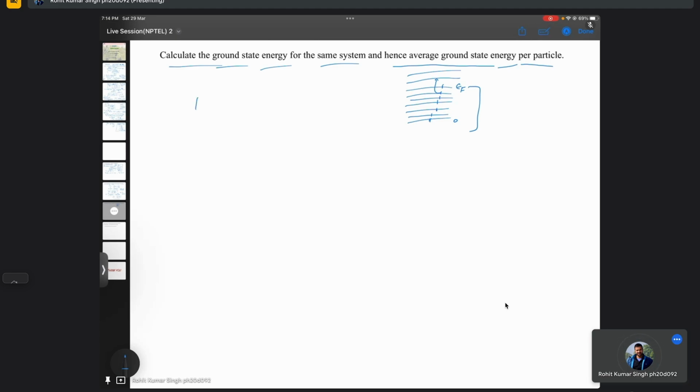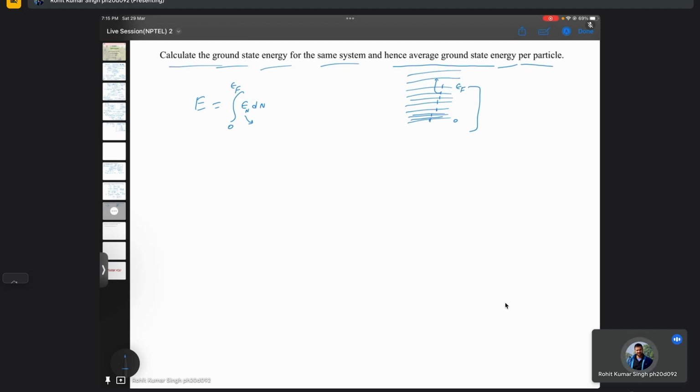And so ground state energy is basically you can integrate En dn, from 0 to EF, where En is the energy of a single particle state.